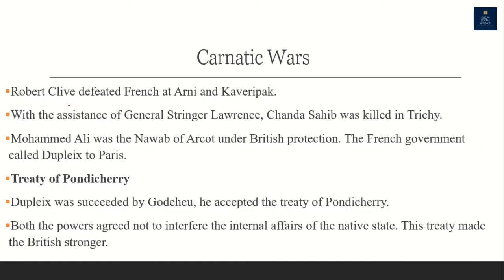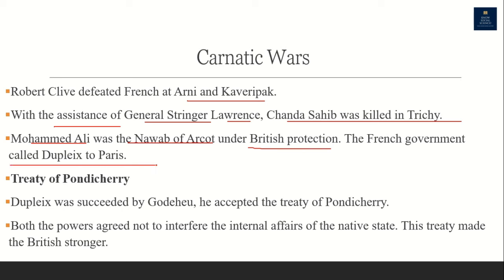Robert Clive defeated the French at Arni and Kaveripak. With the assistance of General Stringer Lawrence, Chanda Sahib was killed in Trichy. Muhammad Ali was the Nawab of Arcot under British protection. The French government recalled Dupleix to Paris. This second Carnatic War came to an end with the Treaty of Pondicherry, in the year 1755.